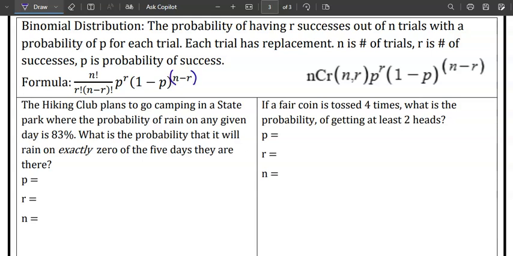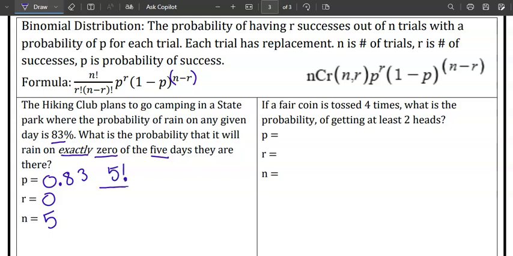The hiking club plans to go camping in a state park where the probability of rain on any given day is 83%. What is the probability that it will rain on exactly 0 out of the 5 days they are there? The probability of a success is 83%, so P is equal to 0.83. R is the number of successes. It says exactly 0, so R is just 0. And N is the number of trials. The number of days in this case is 5. We will plug these into the formula.